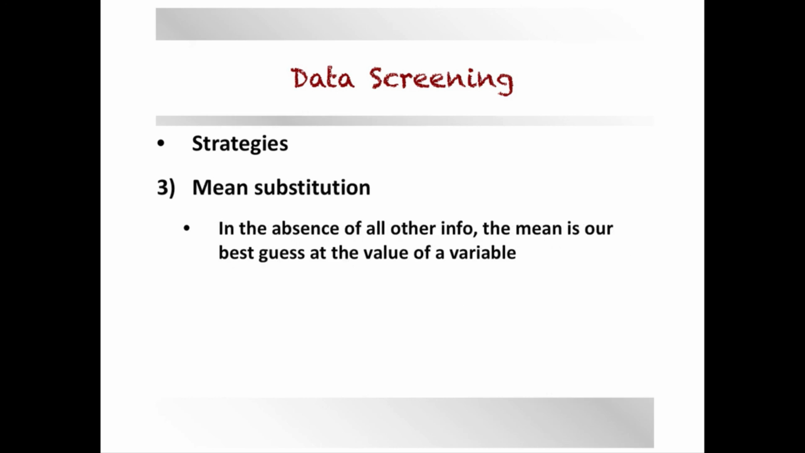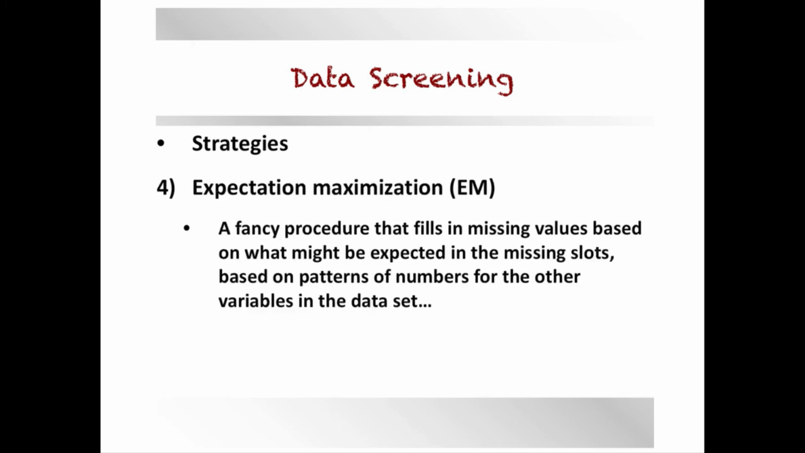Number 3 is mean substitution. So this is like, okay, I want to keep this person in the data set. What do I do? What's the best guess at that person's response on a variable? Well, you just take the mean of that variable. The mean, in the absence of all other info, is the best guess.